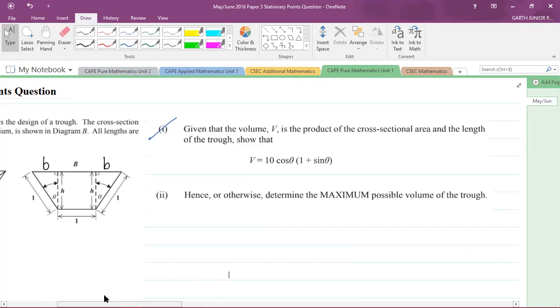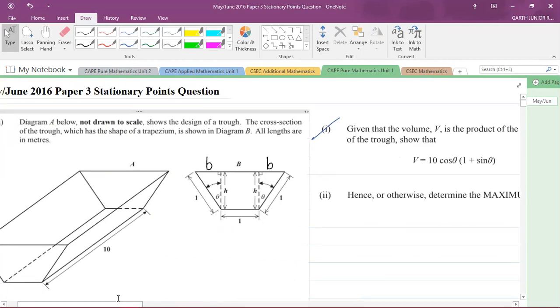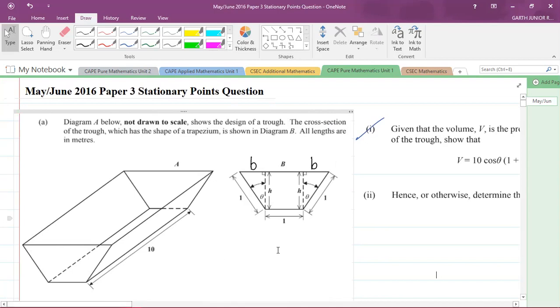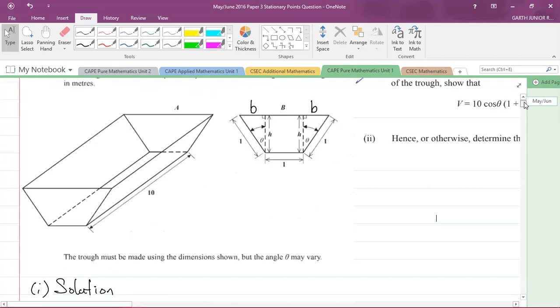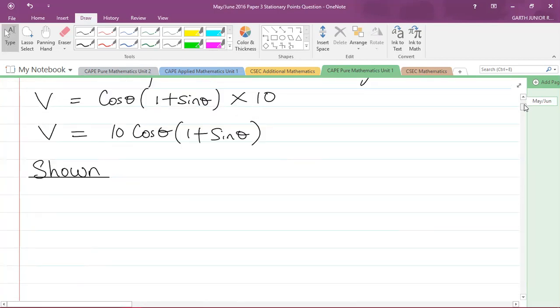So it means that I need to find dV by d theta, the first derivative of V with respect to theta. And then I'm going to have to equate that derivative to 0 in order to find my values for theta, okay? So you need to apply your knowledge of stationary points here. So let me write part 2 solution.